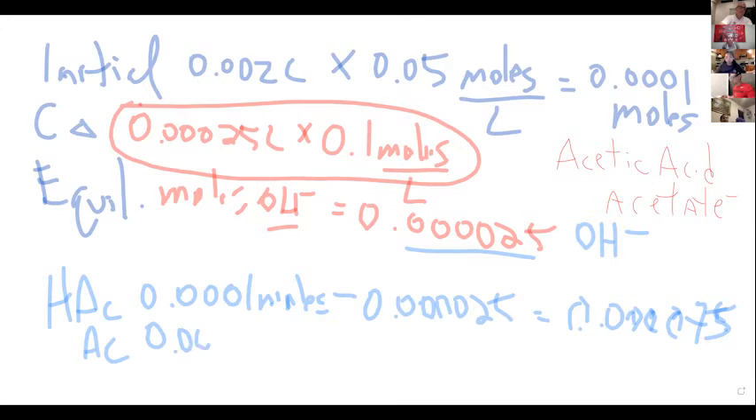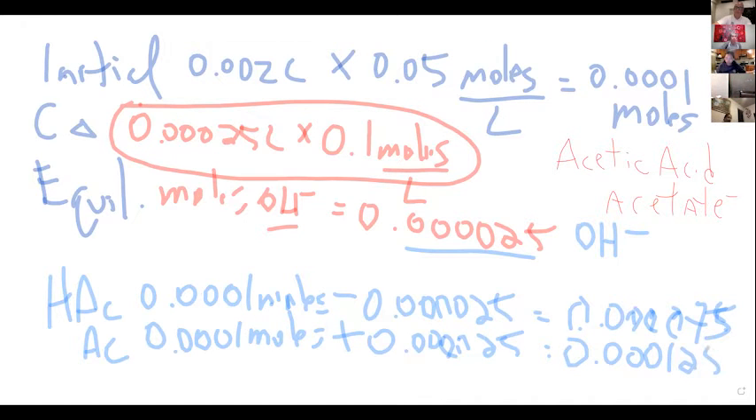So what happens to the acetate ion? Well, I had the same amount at the beginning, that many moles, but I have added this amount. So my new amount of acetate is 0.00125 moles. So you can see that I have decreased the number of moles of acetic acid by a little, and I have increased the moles of acetate by a little. That's what my new concentrations are going to be at equilibrium. Or not concentrations, it could be the absolute number of moles.